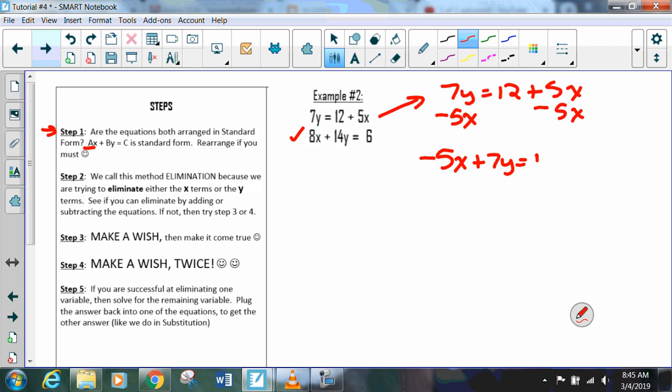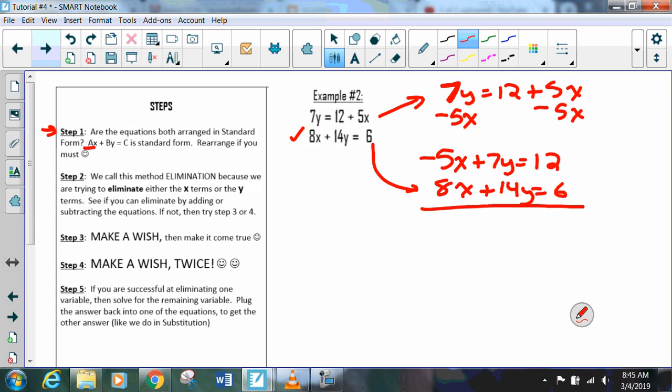Sometimes people say, why are you writing plus 7y? Well, 7y is positive, right? So I have to put something to the left of it to separate it from the negative 5x. So if 7's positive, that's why I put a plus there. And now I'm going to bring down the second equation. And I am done with step 1.